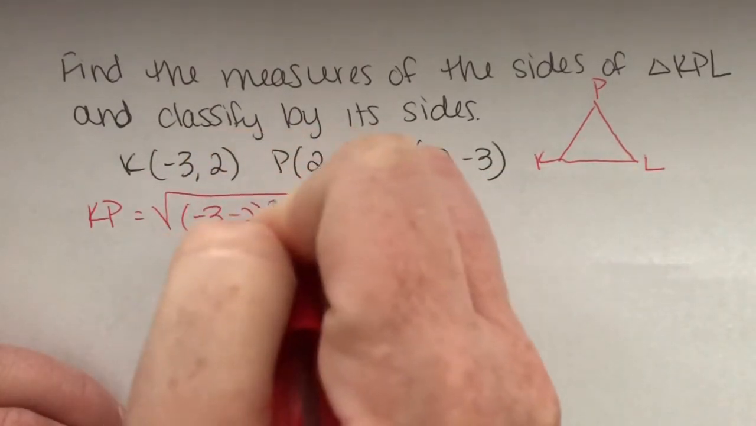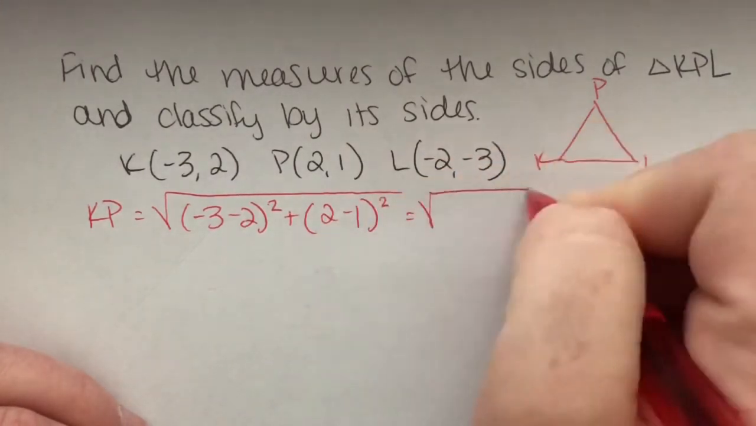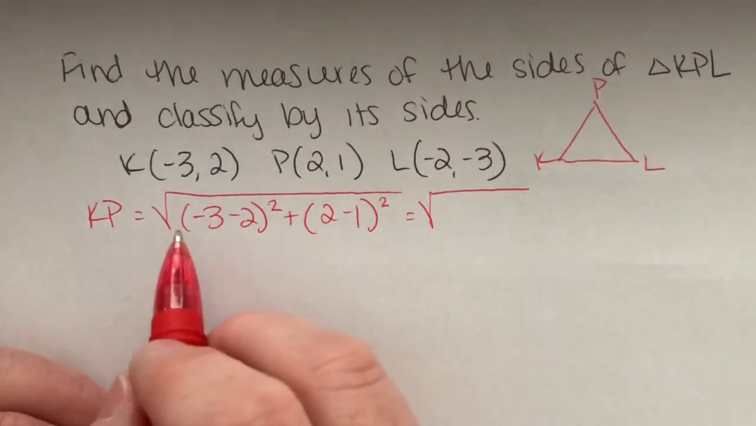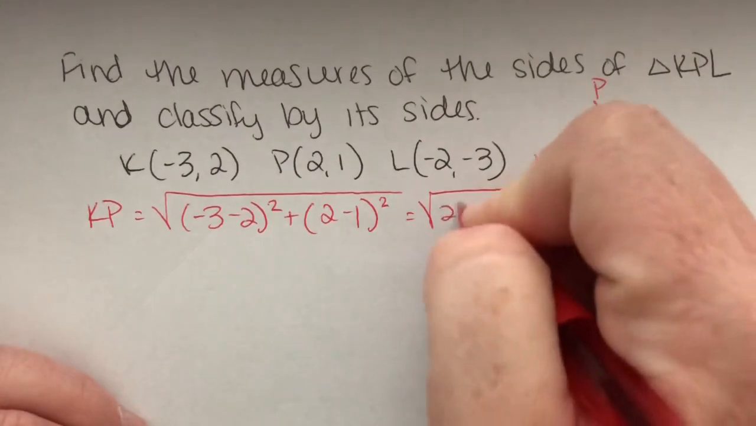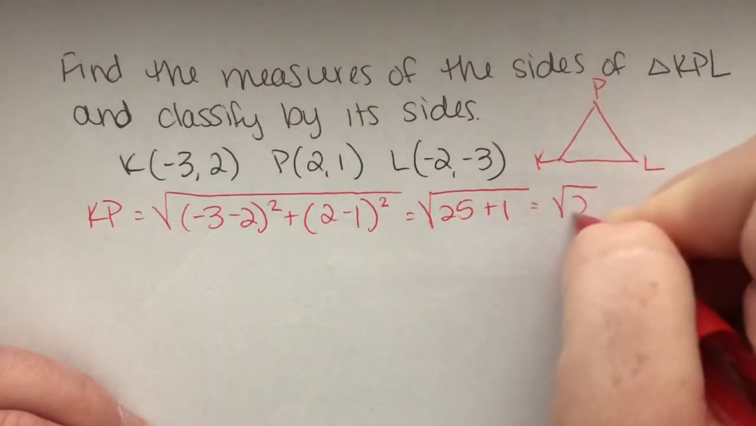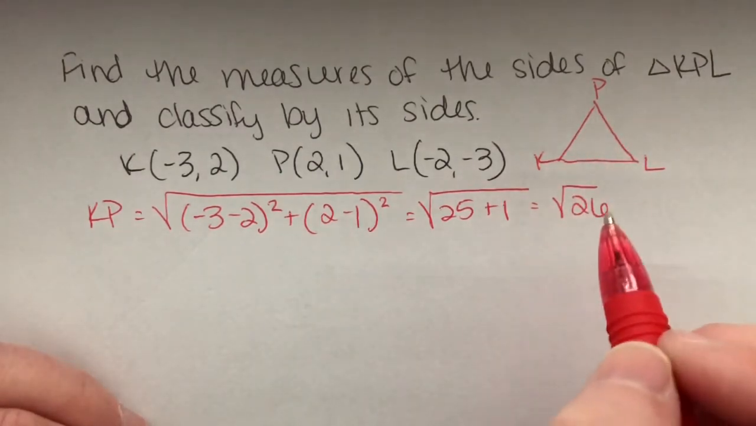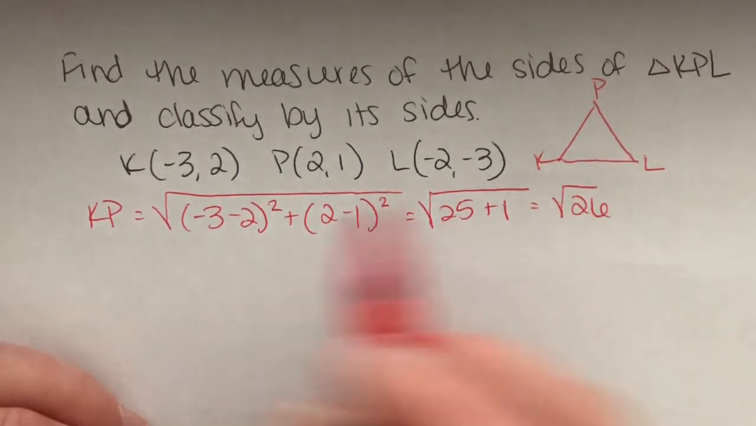-3 minus 2 squared, 2 minus 1 squared, and I start simplifying. -5 squared is 25. 1 squared is 1, so I get square root of 26. And I don't have to go further. I don't really care what this number is. I just want to see if it's the same or different as the other sides.